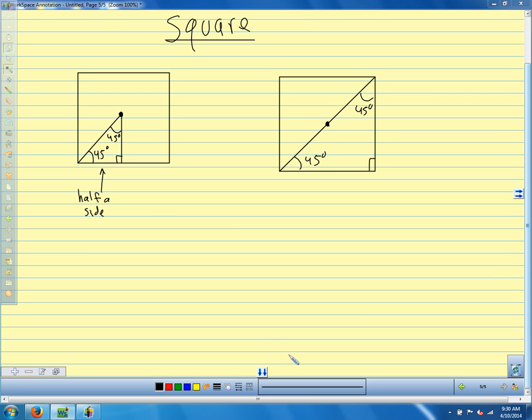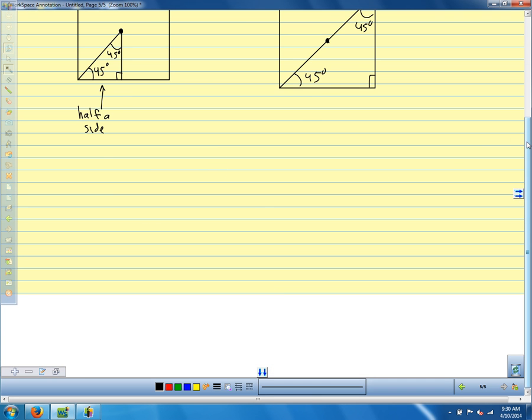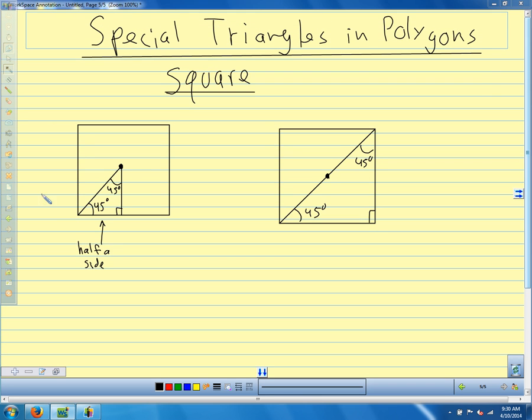All right, the next one I want to do, we're going to skip down to where it says Other. We're going to do an equilateral triangle. And I'll just go ahead and go to a new page.